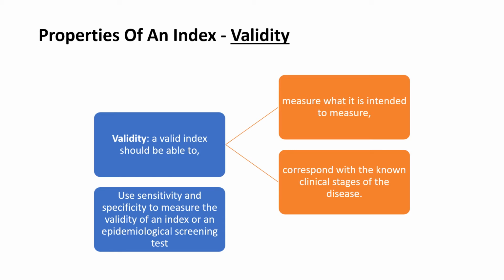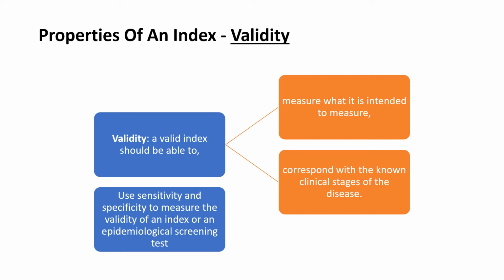So I'm going to try to explain what validity and reliability mean, both in community dentistry and also in epidemiology, because they work hand in hand. Now, validity here for an index. A valid index should be able to measure what it is intended to measure, and it should be able to correspond with the known clinical stages of a disease. Then you can say the index is valid.